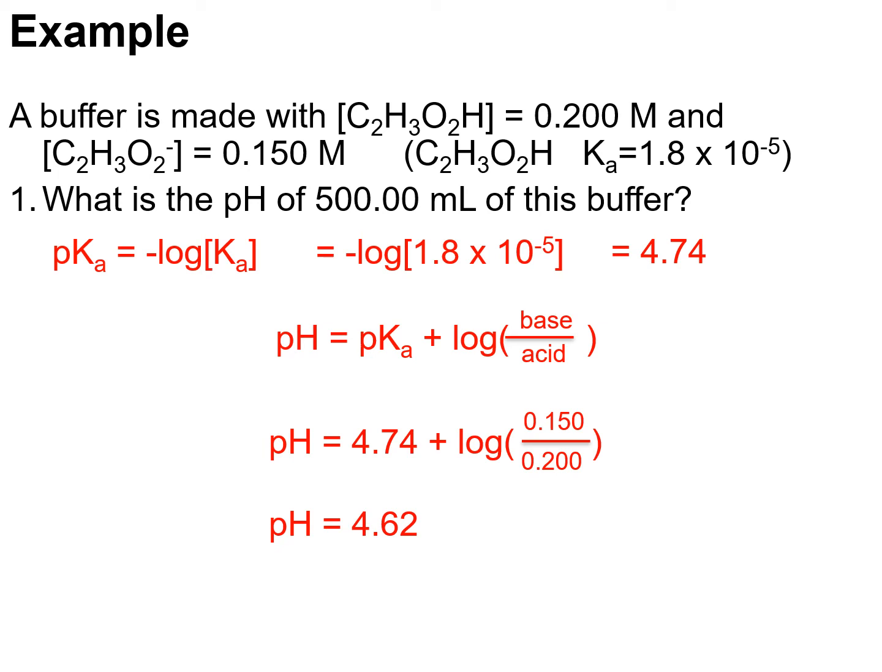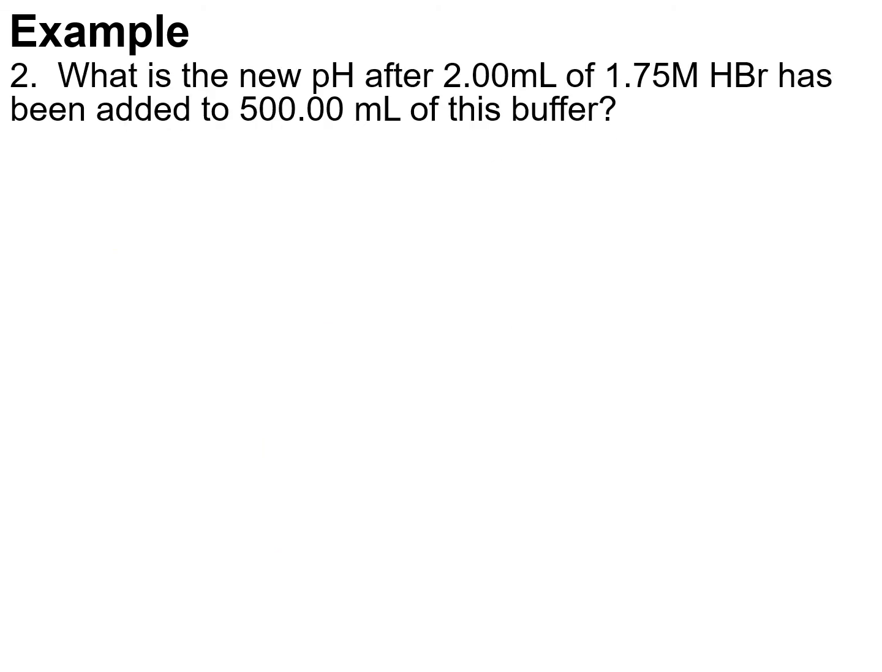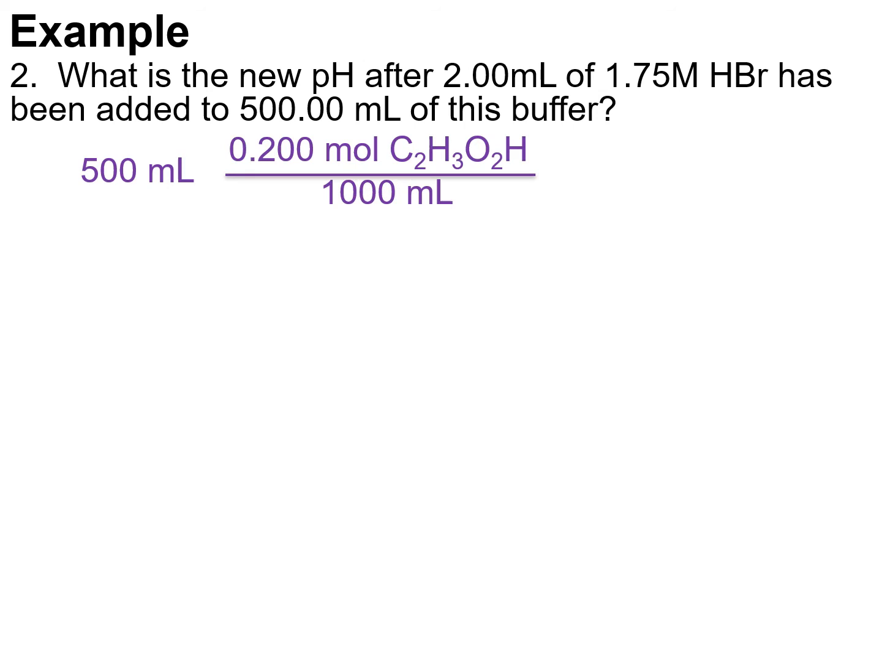So let's compare this to how a buffer is going to be able to handle adding strong acid or strong base compared to just our water solution. We'll start with looking at the pH after I add 2 milliliters of HBr. In this case, we're still going to start off the same way. I'm going to look at how many moles of acid and base I have already in the buffer. I'm doing this because all of my reaction of my acid is going to affect the concentrations or amounts of both my weak acid and its conjugate base.